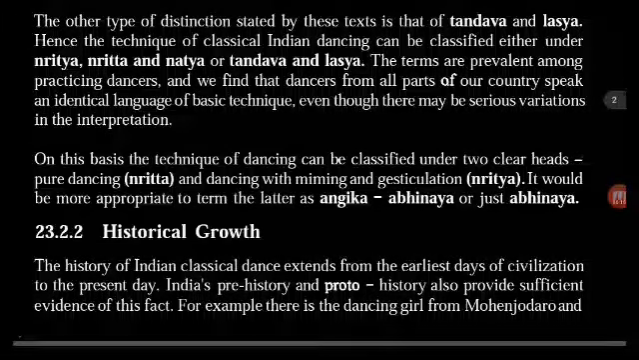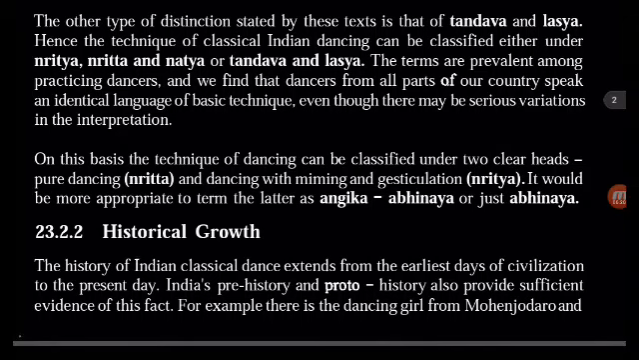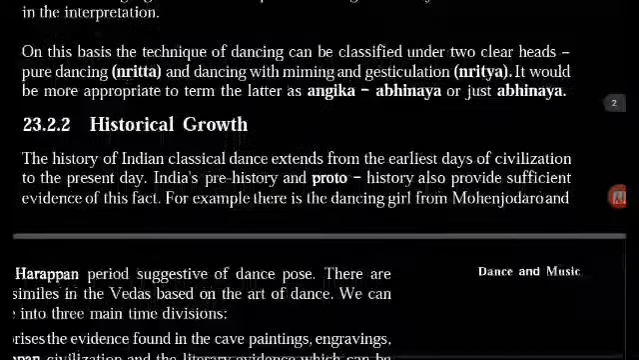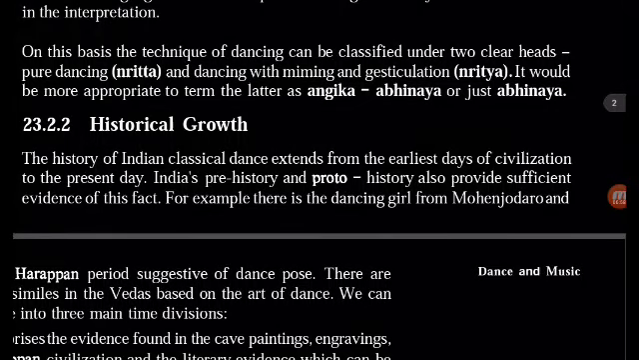The other type of distinction stated by these texts is that of Tandava and Lasya. Hence, the technique of classical Indian dancing can be classified either under Nritya, Nrita and Natya or Tandava and Lasya. The terms are prevalent among practicing dancers, and we find that dancers from all parts of our country speak an identical language of basic technique, even though there may be serious variations in the interpretation. On this basis, the technique of dancing can be classified under two clear heads: pure dancing and dancing with miming and gesticulation. It would be more appropriate to term the latter as Angika Abhinaya, or just Abhinaya.